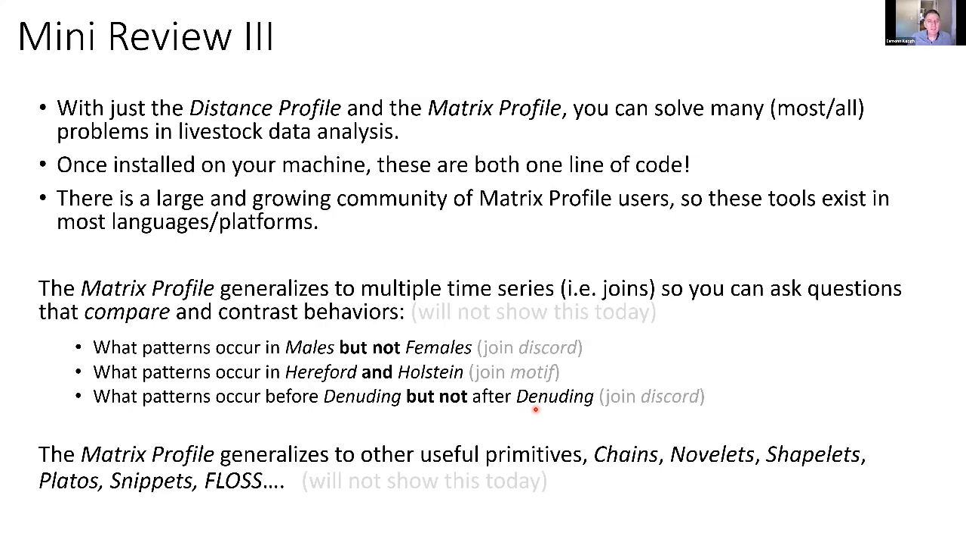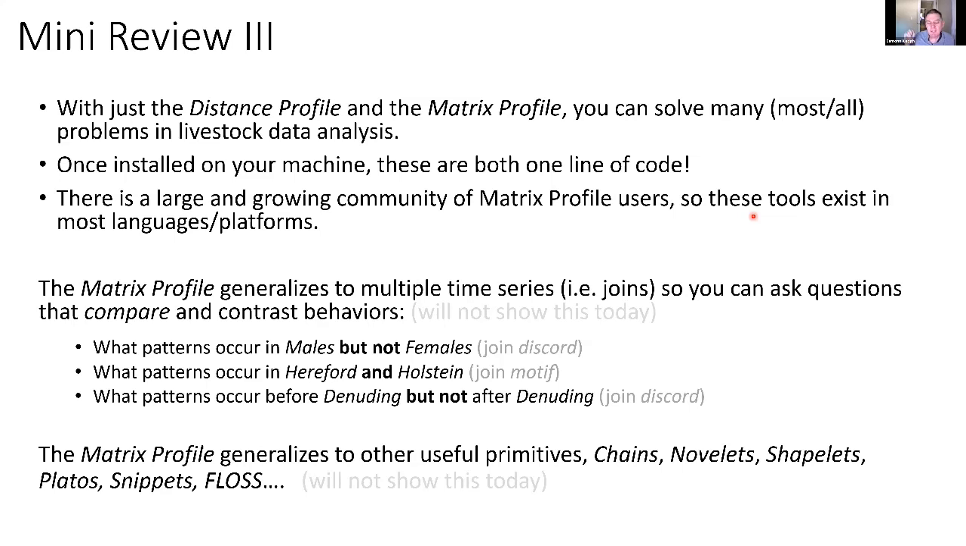In addition, I want to point out that this matrix profile stuff, once you install it on your machine, is just one line of code you have to call to get all this information. And as I hinted at earlier, there's a large and growing community of matrix profile users, so you can get these tools in every language you want very easily, free on the web.